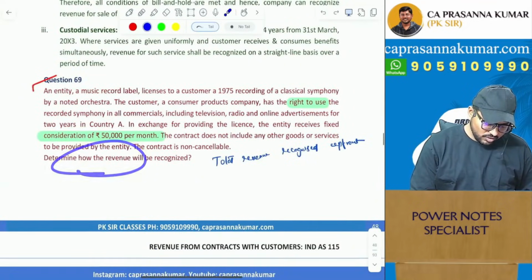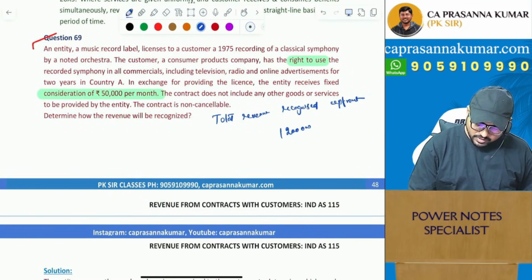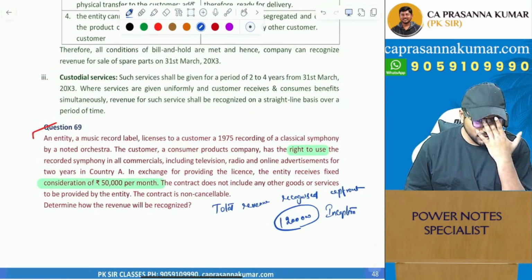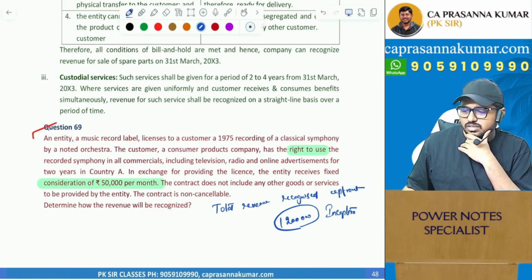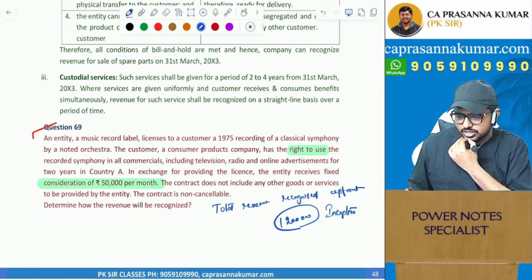But if you want the amount, 2 years into 50,000 per month, which means 12 lakhs, will be recognized at the inception itself, at the commencement of the license itself, at the beginning itself, even though the real payment will happen over a period of time. So you will put it as receivables, that's all. Simple. You understand the point? Clear? Shall we move on?